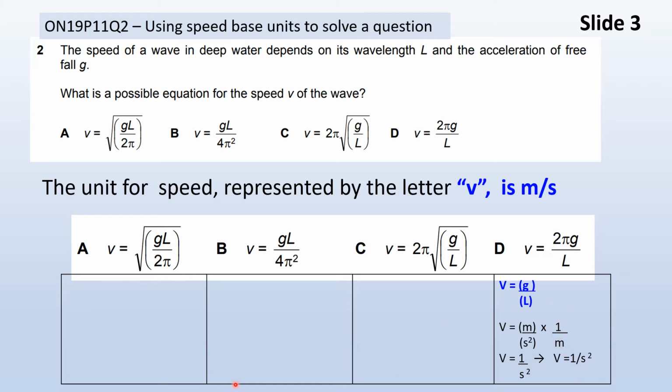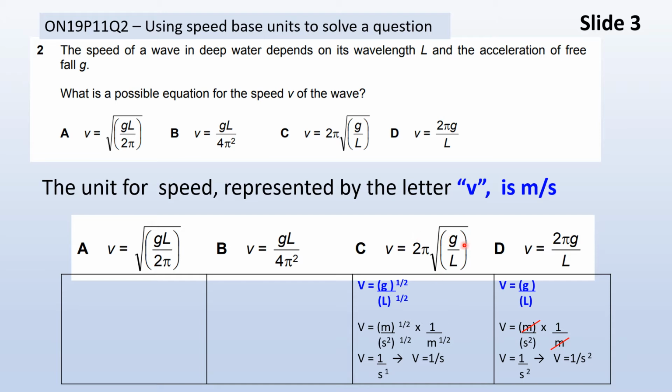So now I'm going to cancel those two m's, and what is going to be left is 1 over seconds squared. So the unit for this equation for velocity is 1 over seconds squared, which is not meters per second. So this option is incorrect. Let me go to option C.